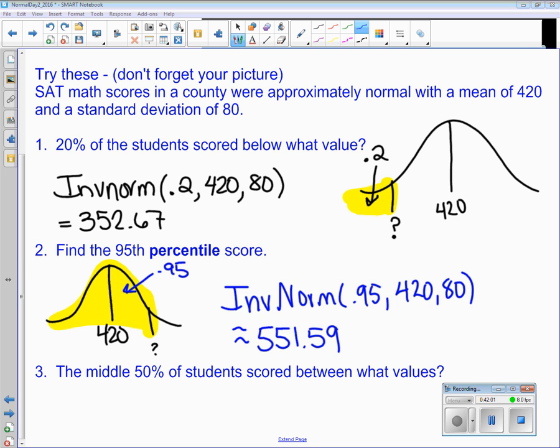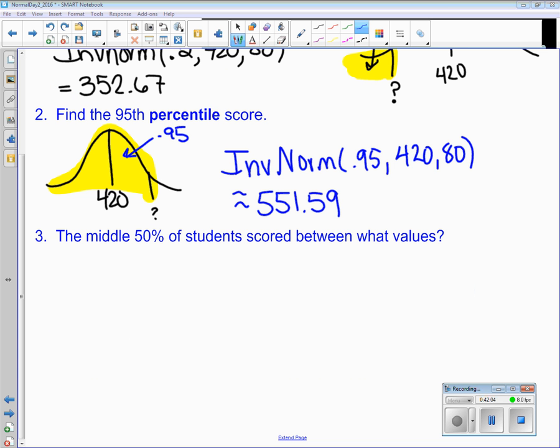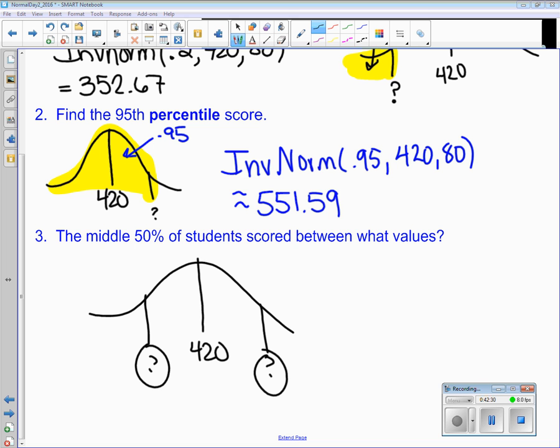Anyway, the last question's a little bit harder. Why? To me, I think the way that this is worded is different. We're not going to use 50 at all, even though that's the percentage that's given to me. Because if I have 420 in here and I'm trying to figure out what these two scores are, I don't know what they are. I'm finding them. But what I do know is that this middle 50%, right in here, this is 50%.